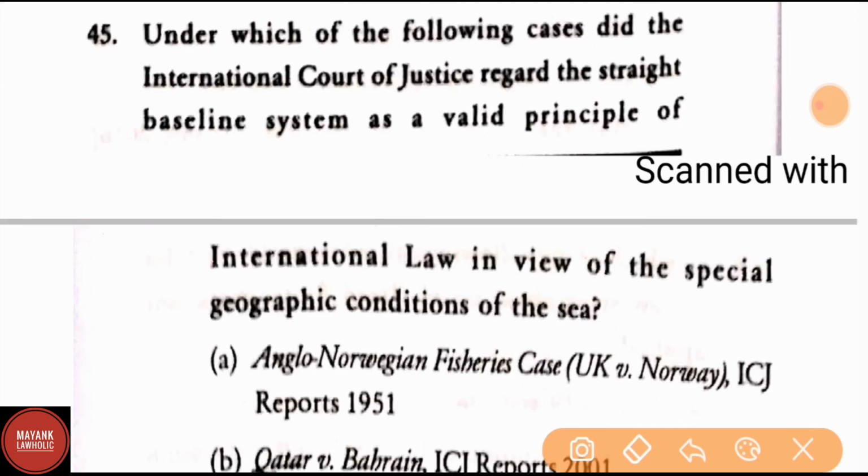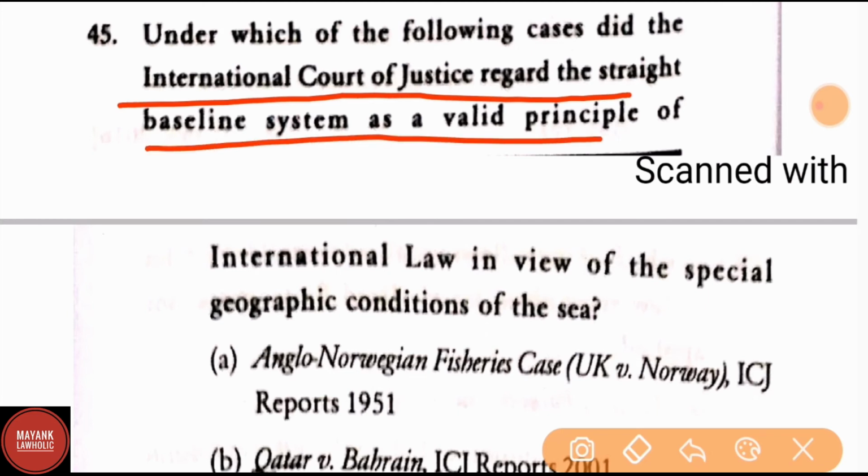Question number 45. Under which of the following cases did the International Court of Justice regard the straight baseline system as a valid principle of international law in view of the special geographic condition of the sea?